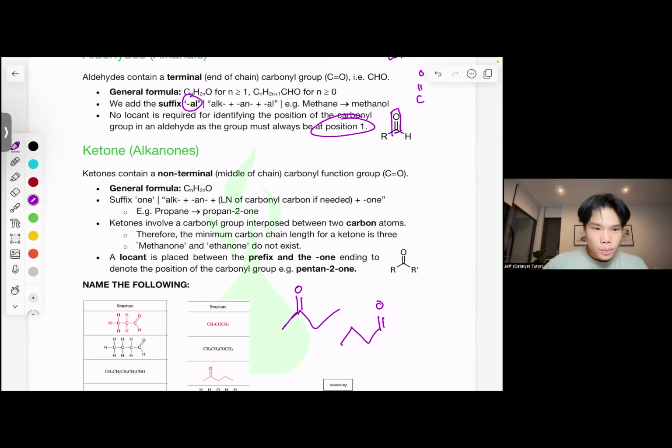And just going back to Sumya's comment on eth, you couldn't have ethanone because that would just be ethanal. You can't possibly have a non-terminal carbonyl on a carbon chain of 2. Yeah, all good. Great. Moving along.